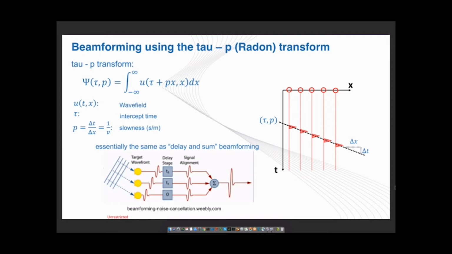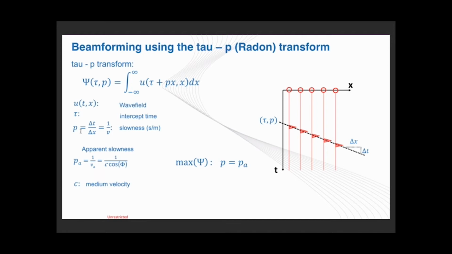The tau-p operation is essentially the same as the delay in a delay-and-sum beamformer. However, having the concept of slowness in mind enables us to think about beamforming differently. While slowness is a property of the transform, apparent slowness is a property of the wave field data. Apparent slowness depends on the angle of incidence between the wave and the array axis.